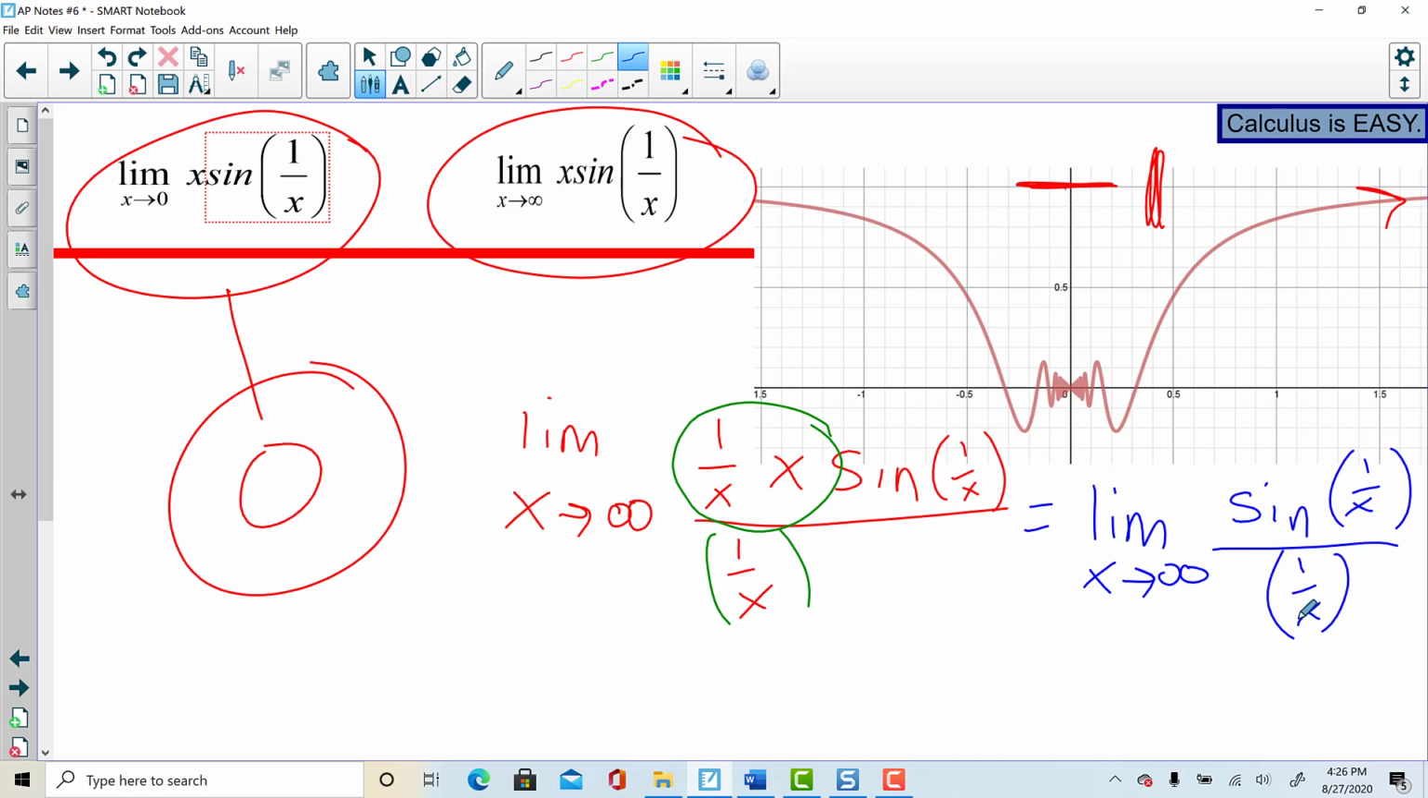Now this looks kind of like one of our limits. In the very beginning, we had a limit as x goes to 0 of sine of x over x, and that was equal to 1. This kind of looks like that. What I want to point out is that the angle is the same, and when I plug in the infinity, it becomes sine of 0 over 0. Remember we said if it's the same angle, and you plug in the value that x is approaching, if you can get sine of 0 over 0, then that limit will equal 1. And that's what's happening here. This limit is going to equal 1.